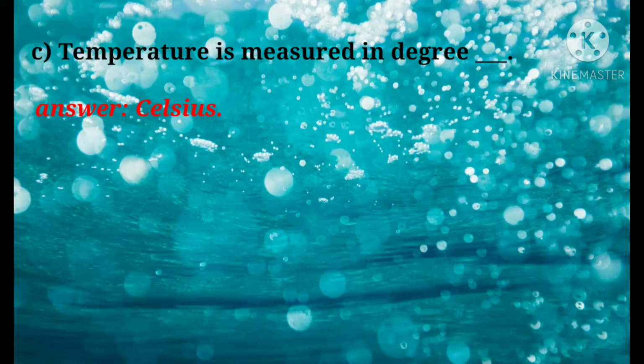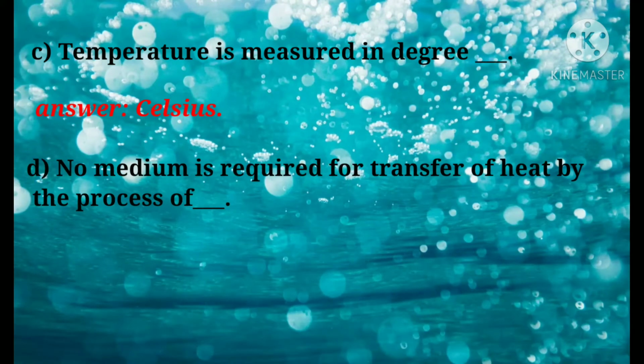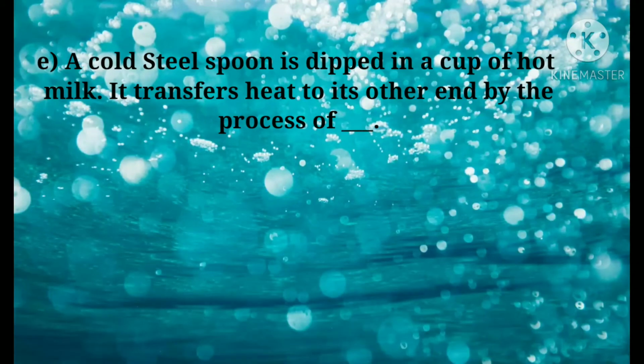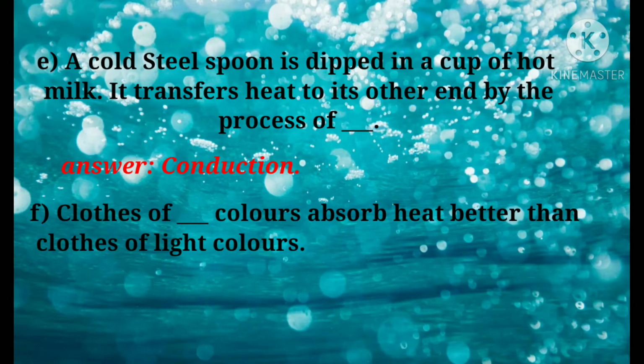D. No medium is required for transfer of heat by the process of dash. Radiation. E. A cold steel spoon is dipped in a cup of hot milk. It transfers heat to its other end by the process of dash. Answer. Conduction. F. Cloths of dash colors absorb heat better than cloths of light colors. Answer. Dark.